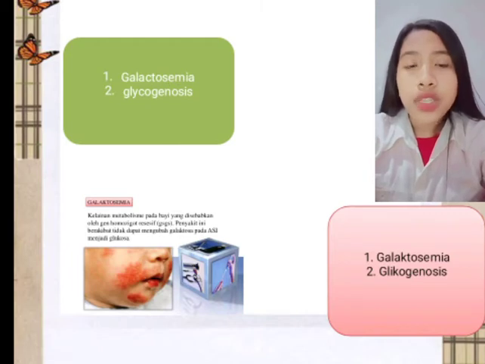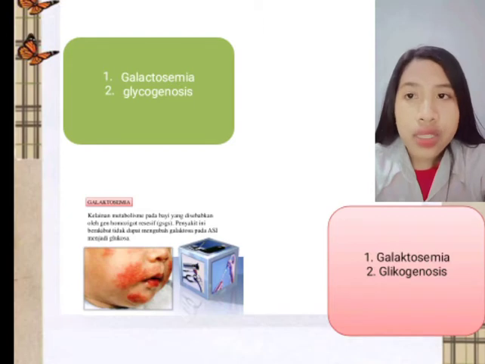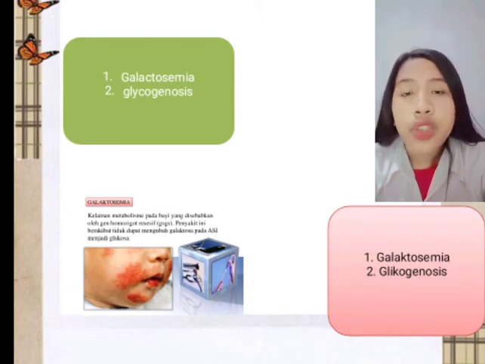As for metabolic disorders of the carbohydrates, among them are: one, galactosemia. Galactosemia, or high galactose in blood, is usually caused by a shortage of galactose-1-phosphate uridyl transferase. These disorders are congenital.